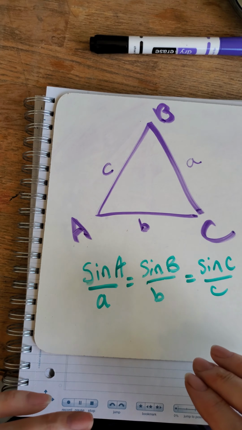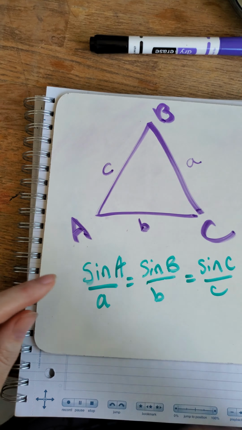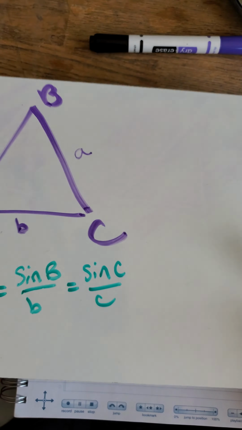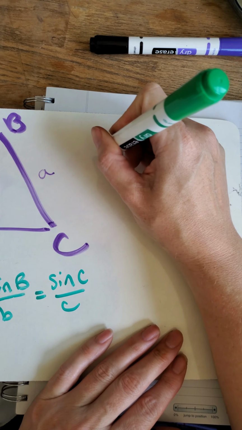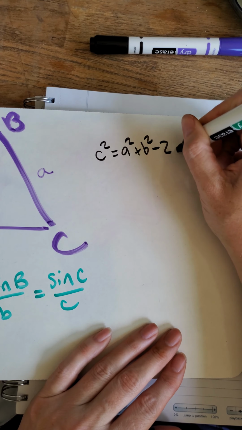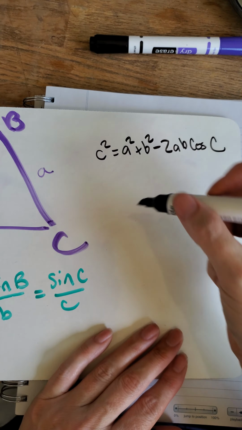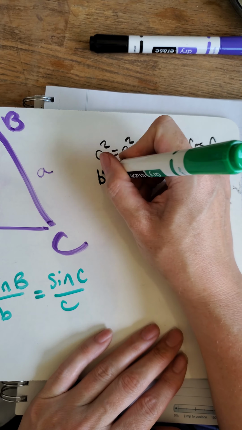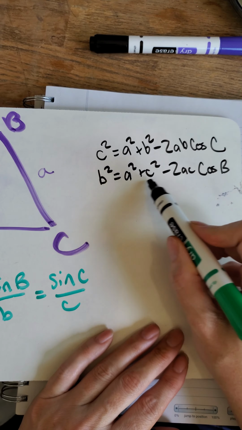If they didn't give us any of these, so say they gave us two sides and the angle in between them, then we are stuck using law of cosines, which isn't too bad, but it is a little harder. So law of cosines would be that c squared is equal to a squared plus b squared minus 2ab cosine of c. Now this is true for whichever side we are missing. So this would be the same equation with b squared equals a squared plus c squared minus 2ac cosine of b. Basically, the way I remember this is whatever side is here, all these sides are the other two sides.